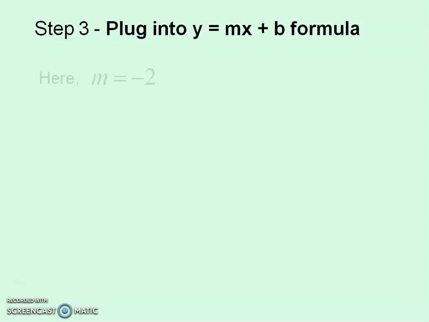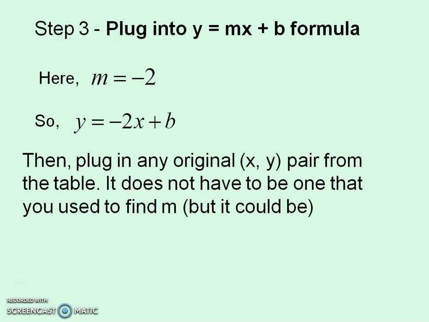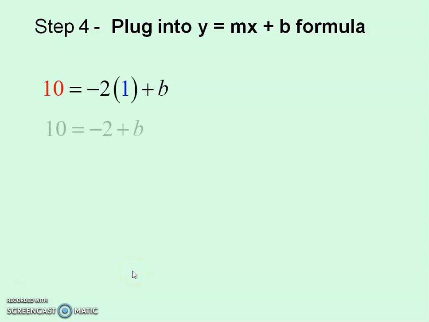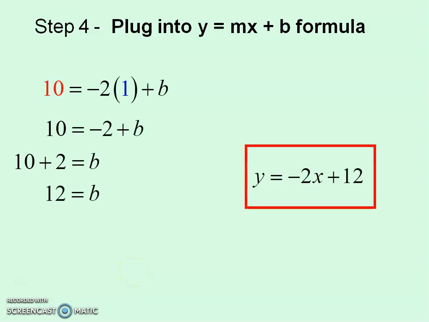All right. So back to the next step, plugging in to find the b value. Our slope was -2, so I replaced that. And now I can pick any xy pair from the original table, and it doesn't have to be one that we used to find the slope, but it could be. Here I just picked a different one. I picked the point 1 and 10 and plugged this in as x and y. And I went through the same steps, multiply, isolate for b, and that's my rule here.